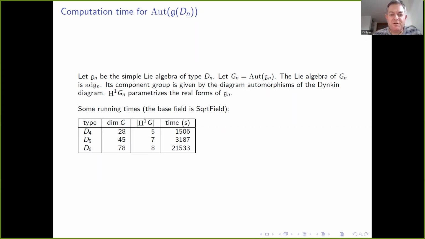These are timings just done on my laptop. Maybe I could put it on some big server. But anyway, the answer is known for Dn anyway, so I'm actually not interested in the answer because we know it already. Just wanted to show how the runtimes go up, and this basically is due to the non-connectedness.